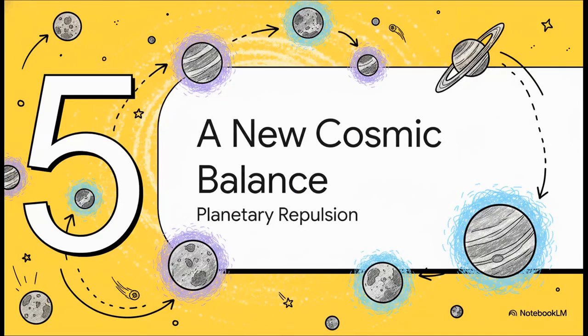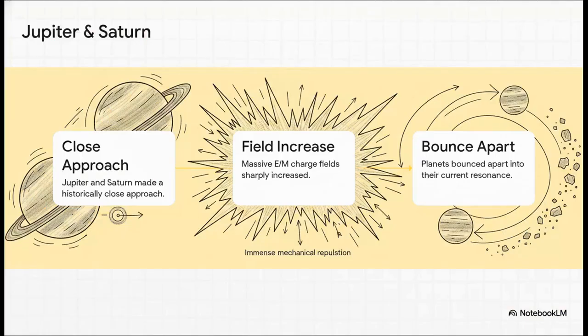Section 5. A new cosmic balance. This radical concept of enormous celestial bodies safely bouncing off charge fields leads us to applying this whole mechanical paradigm shift to the grand history of our solar system. We currently know that Jupiter and Saturn exist in a specific orbital resonance, right? They're slowly drifting apart over millions of years. Traditional gravity-only models really struggle to explain why they didn't just collide in the distant past, since standard gravity theoretically increases exponentially as distance decreases.